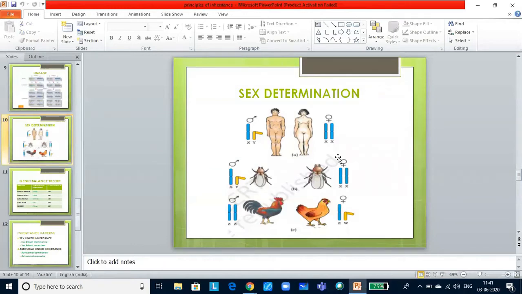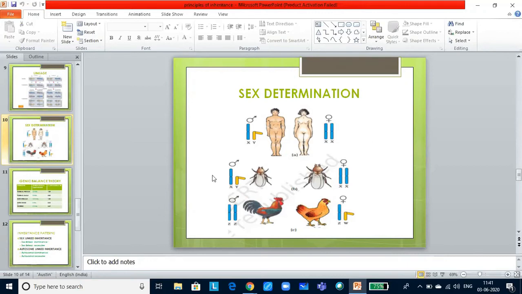Now, in birds, you have the ZZ and ZW system, in which females are heteromorphic, ZW, and males are homomorphic. That is, this occurs in birds, fishes, and moths. It is essentially the opposite of XY in mammals.